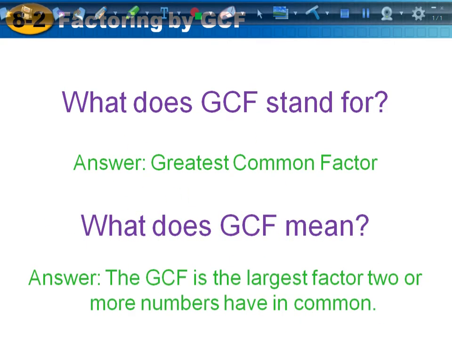GCF is the largest factor that two or more numbers have in common. So we're going to look at two numbers and figure out what's the biggest number that they have in common. That's the GCF.